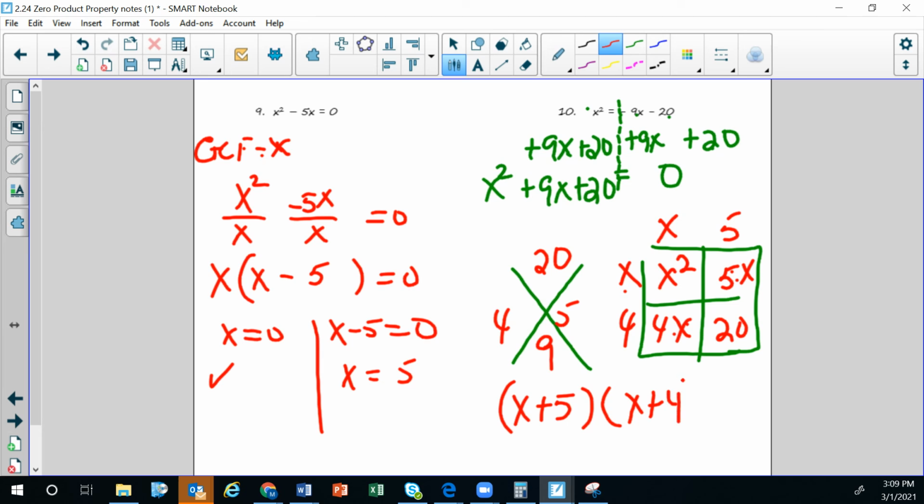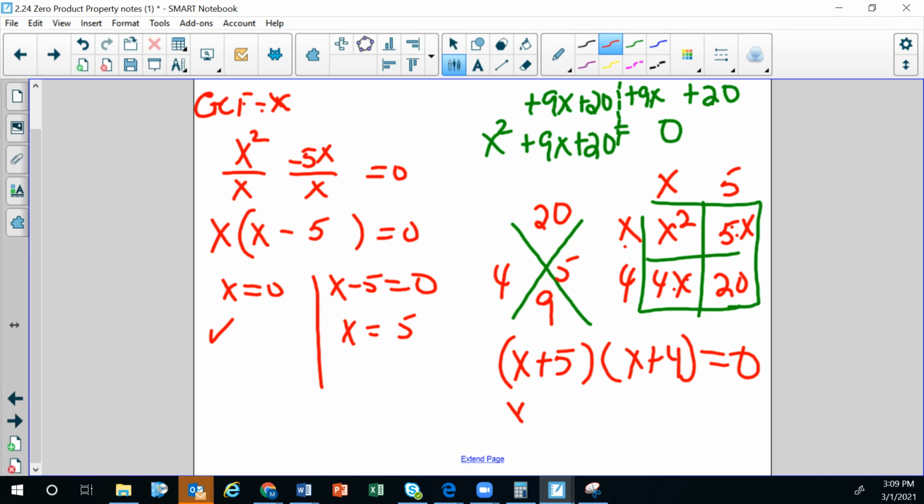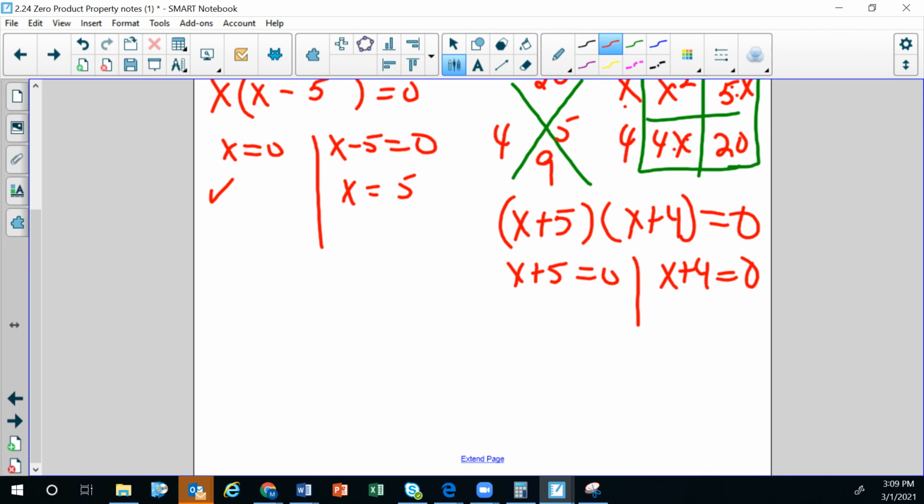And of course, I've got to set these two factors to 0. So I'm going to set x plus 5 to 0 and x plus 4 to 0. For the left factor, I'm going to add a negative 5 to both sides of the equation, and that will give me x is equal to negative 5. On the right side, I'm going to add a negative 4 to both sides, and so that's going to give me x is equal to negative 4. So those are the two solutions to the equation.